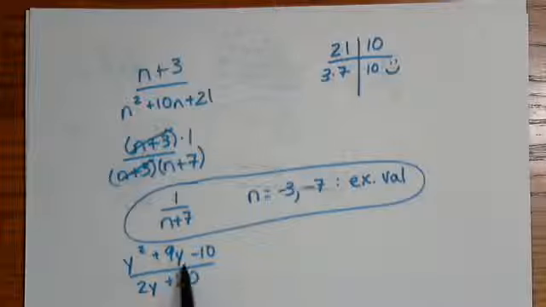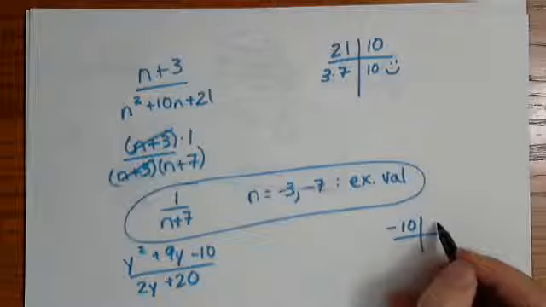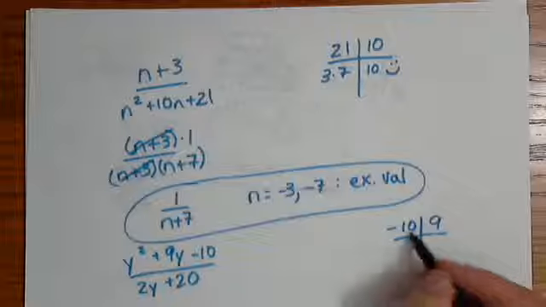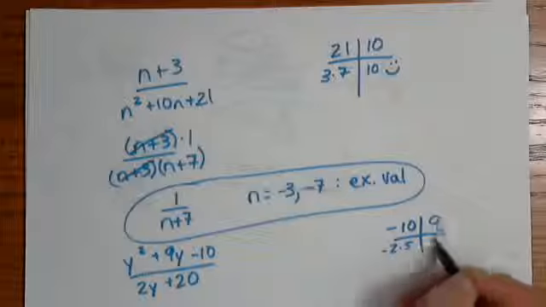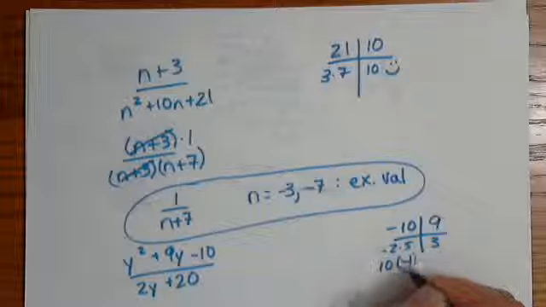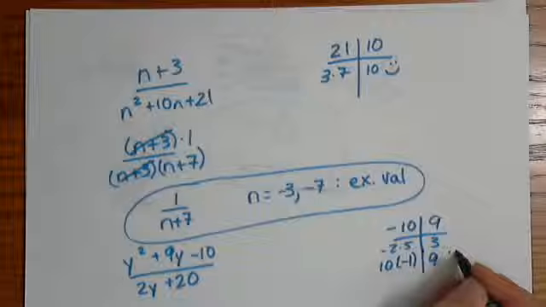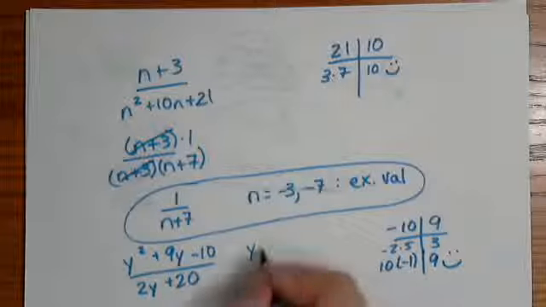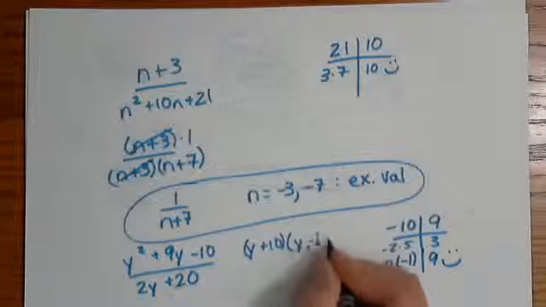Okay. Can I factor the top? I need to find something that multiplies to a negative 10 and adds to what? 1? No, adds to 9. What multiplies to a negative 10? Negative 2 times 5, but when I add that, I get a positive 3. That's not what I want. How about a 10 times a negative 1? That multiplies to a negative 10, and it adds to a 9. So that means the numerator is going to turn into y plus 10 times y minus 1.